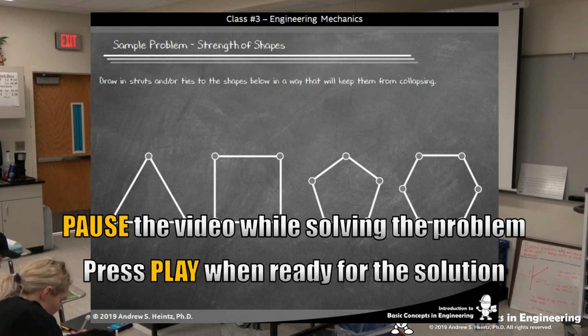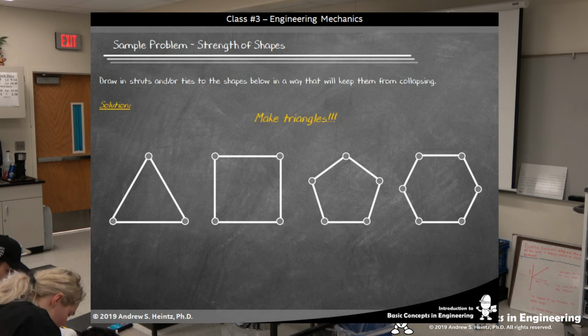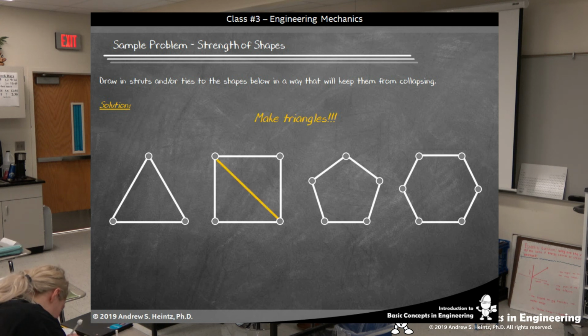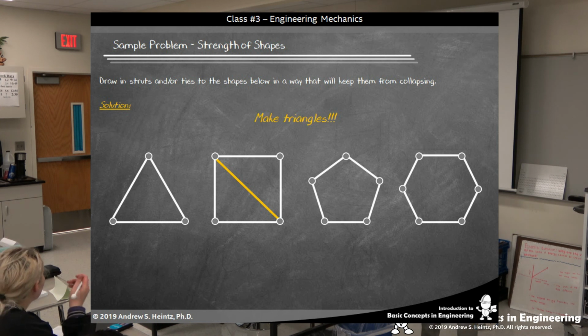And then Elizabeth, you're going to do it for us. Okay, Elizabeth, what did you get for the first one, the triangle? What did you draw in there? Nothing? Correct. It's a triangle. It's super strong. So the solution is to make triangles. So on the next one, I drew in just a brace. Did you do anything different? Just made two triangles out of it.